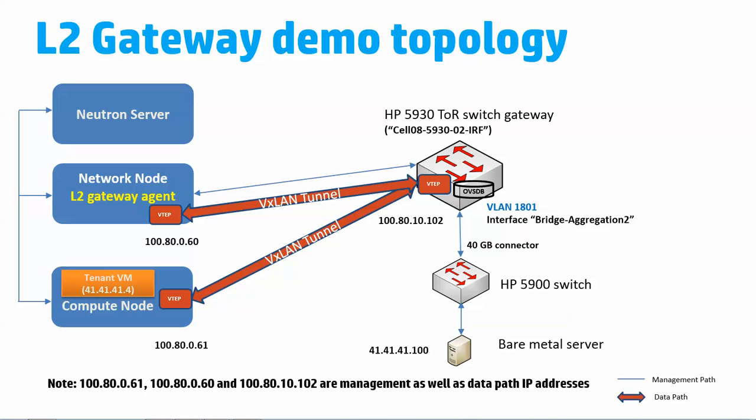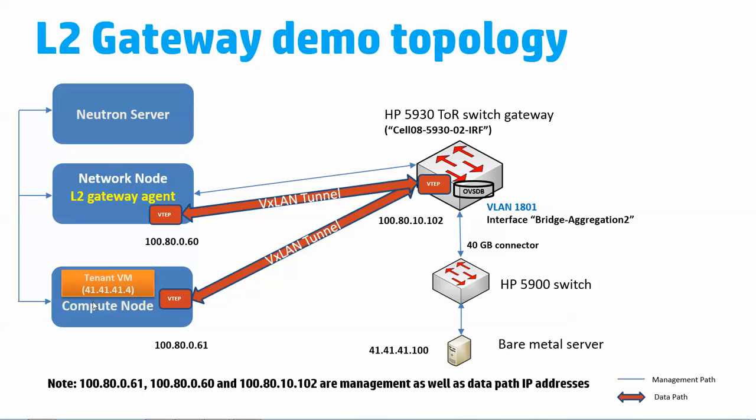Hi everybody. Today we are going to show you a demo of the L2 Gateway solution with the Kilo code base. So here is the topology diagram of the demo, as we can see on the screen. We have a Neutron server. We have a network node on which the L2 Gateway agent is running.